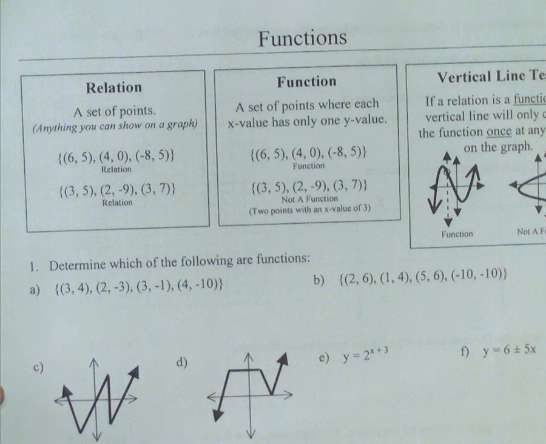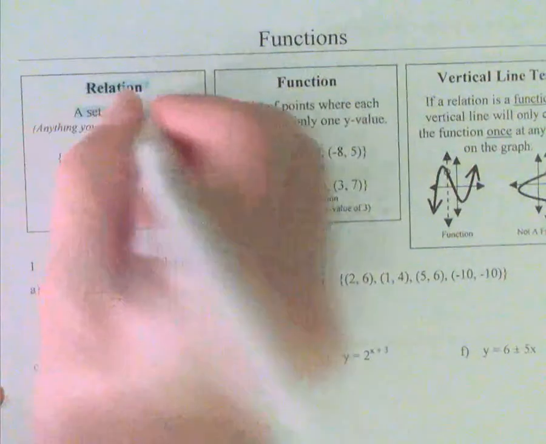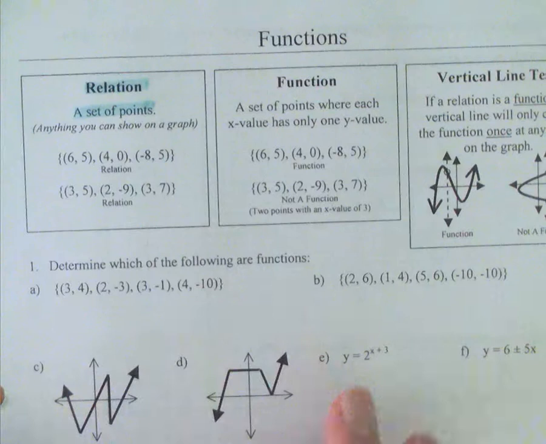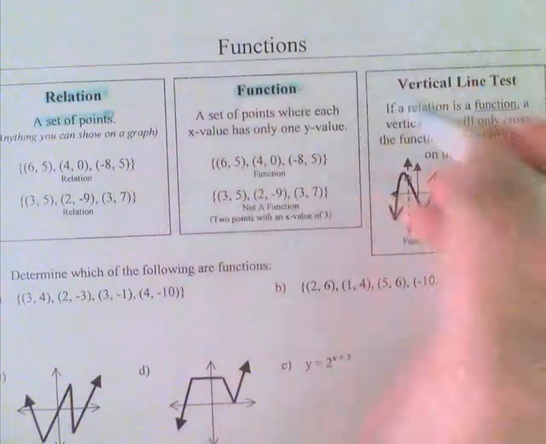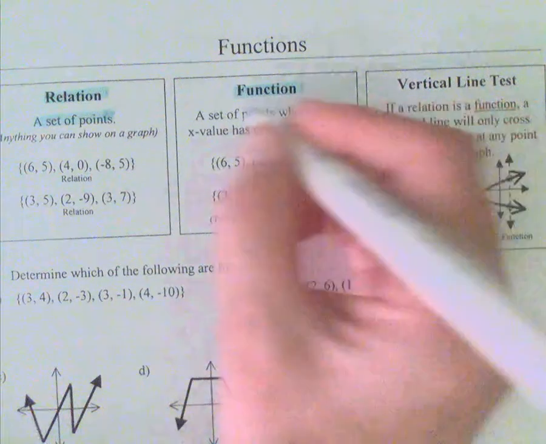Okay, so let's look at functions. So the first thing we're going to look at is a relation. A relation is simply a set of points. They're anything that you can graph. A function, however, is a set of points where each x value has only one y value.